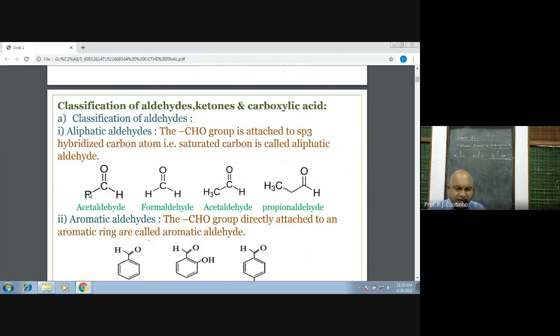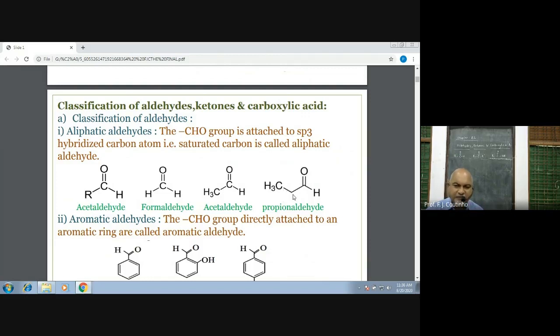But what is the difference more? In the aldehyde, R can be an alkyl group, it can be a hydrogen, or also in some cases it can be an aryl group. So here, in place of R, if it is H, it is formaldehyde. In case R is CH3, it is acetaldehyde. Here it is CH3 and CH2, so it is in zigzag form.